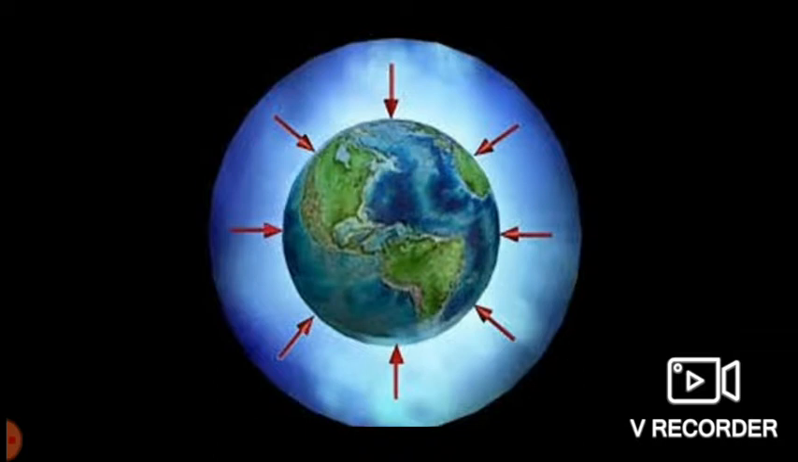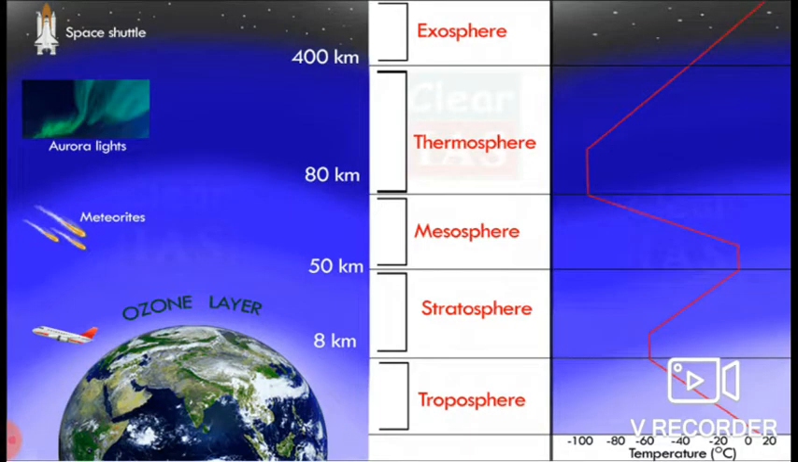Atmosphere is made up of a mixture of gases that wrap the Earth like a blanket. Without atmosphere, we will not be able to live on the Earth. Now students, just for your information, Earth's atmosphere has 5 different layers: troposphere, stratosphere, mesosphere, thermosphere, and exosphere. You will learn about them in higher classes.